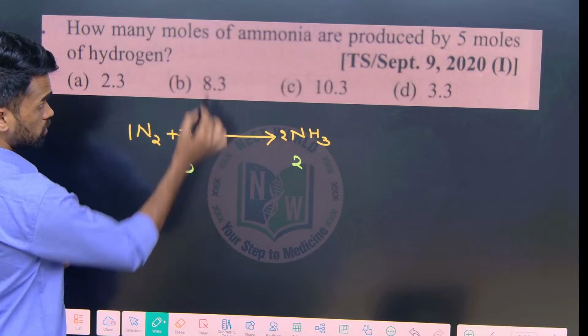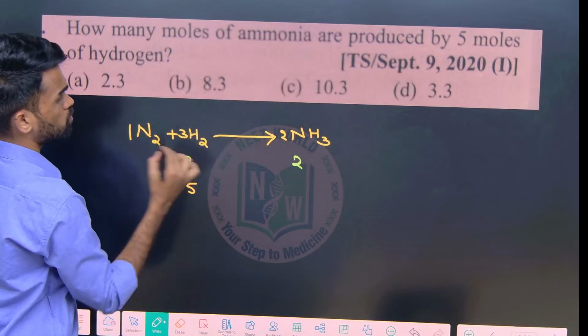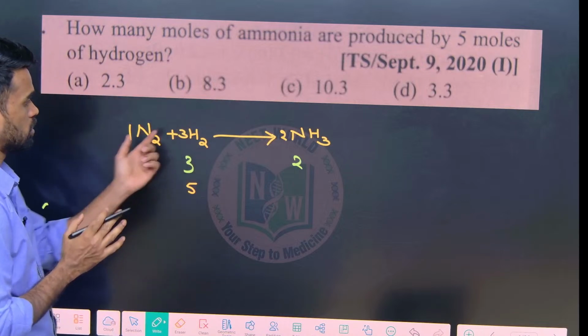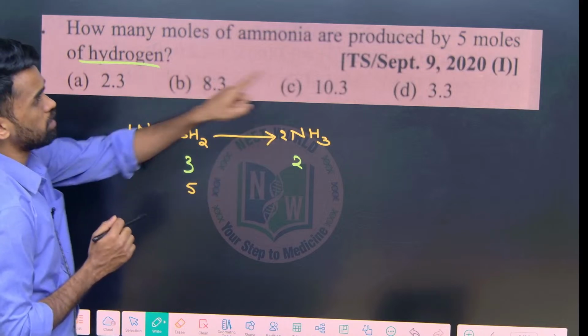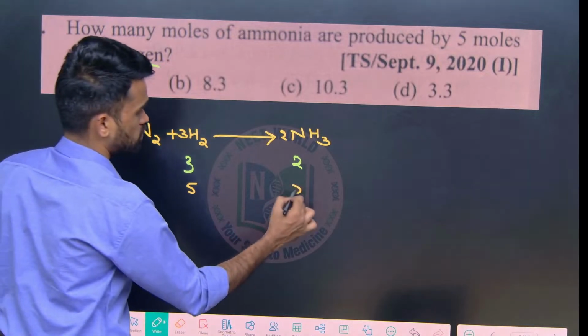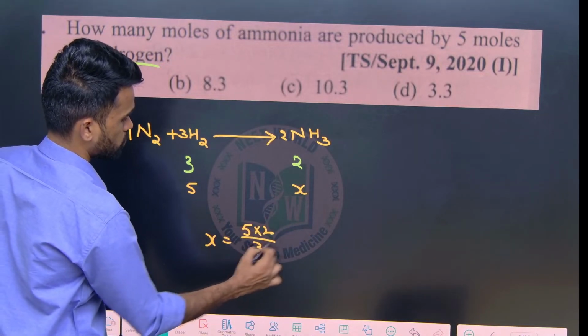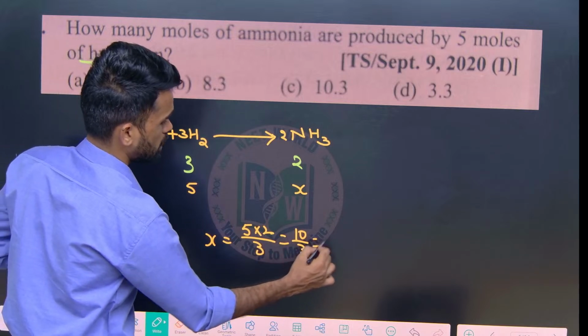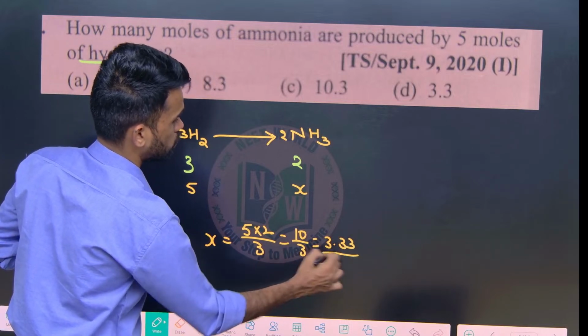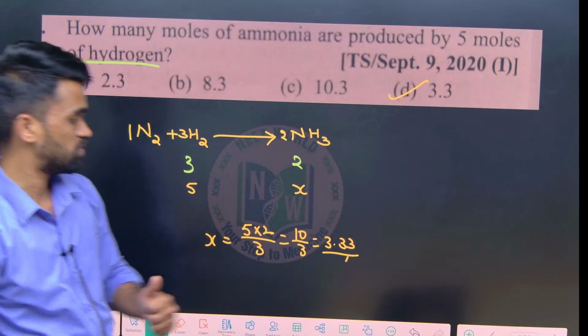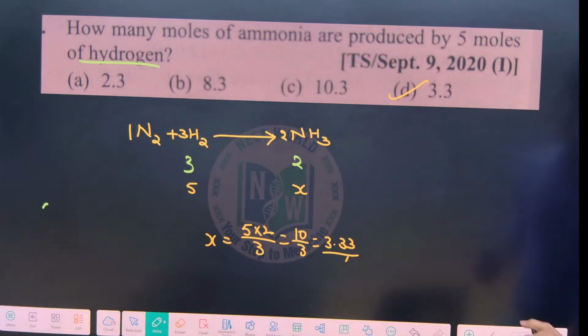Now they are saying 5 moles of H2; 3 moles produce 2 moles as per the equation. Okay, now 5 moles of hydrogen gas is taken, this will be x. So x can be 5 into 2 by 3, that is 10 by 3. So you can write it as 3.33. Okay, so we have 3.33 as option D. That is your answer for the question. Okay, let's move forward again.